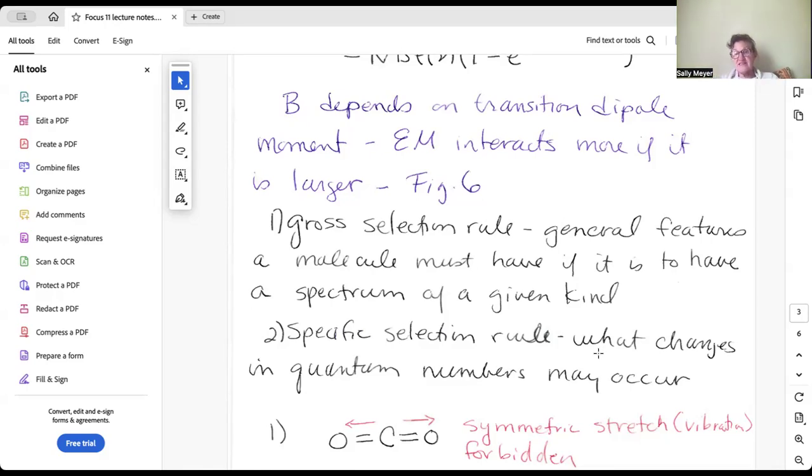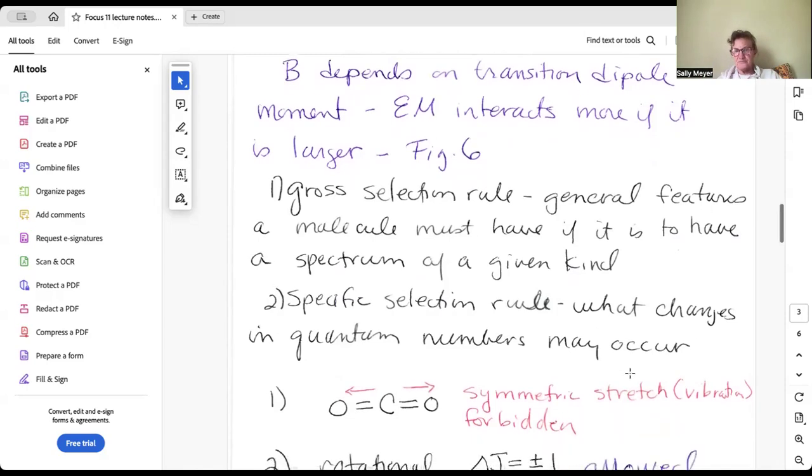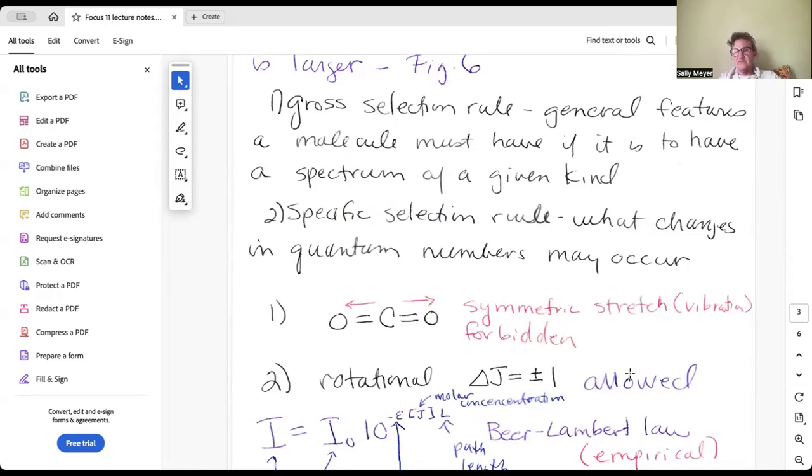And then a specific selection rule, and that's what changes in quantum numbers may occur. So the first one, if we look at something like carbon dioxide, if you do the symmetric stretch where each of the bonds is getting longer, the dipole moment doesn't change in that stretch. And so that's going to be a forbidden transition. Whereas if you look at another possible vibrational mode where one's getting longer and one's getting shorter, that's called the asymmetric stretch for carbon dioxide. That is changing the dipole moment as you add energy to that type of motion. And so you will see a band in the spectrum for CO2 for that vibrational transition.